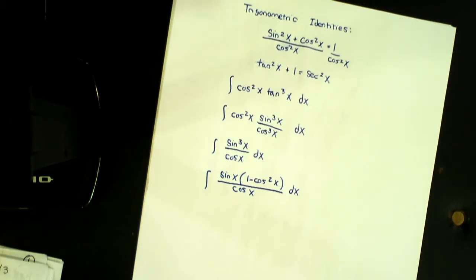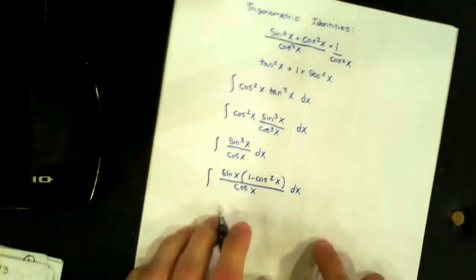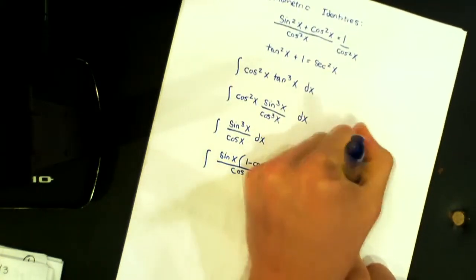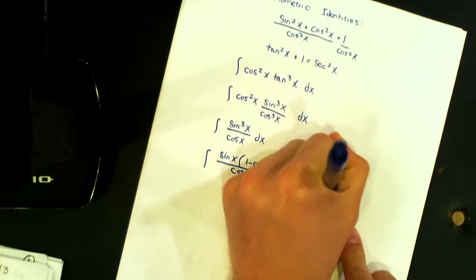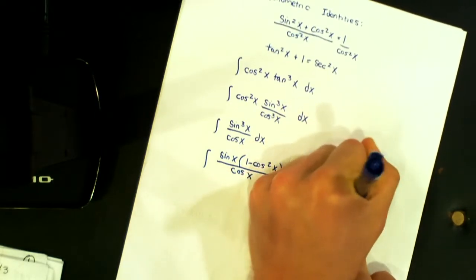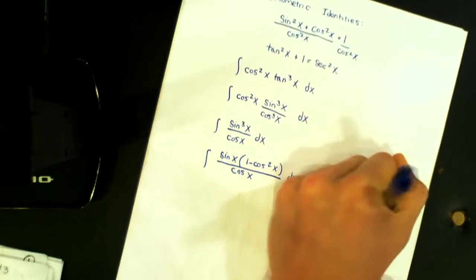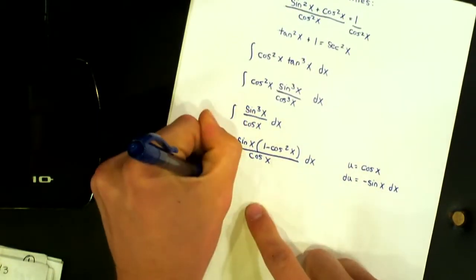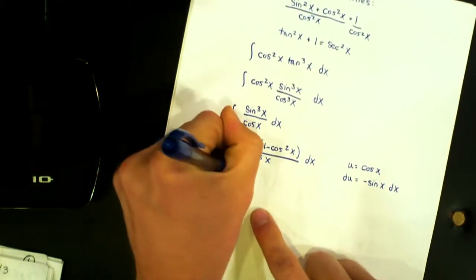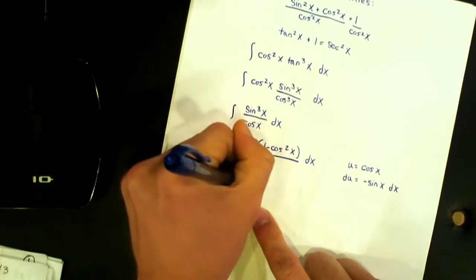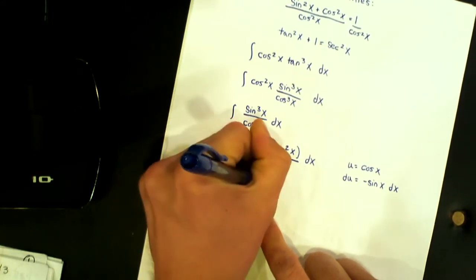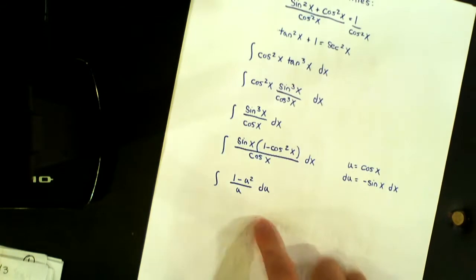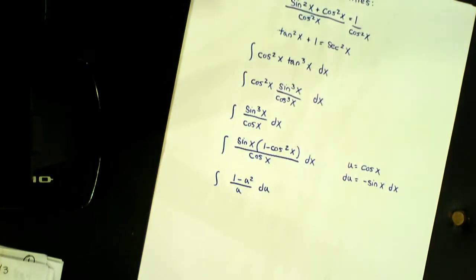Then what do we do after you're doing a substitution? All right, perfect. U sub. Setting u as cosine x, du as negative sine x dx. Okay. Plugging in: 1 minus u squared over u du. Is there anything I'm forgetting? All right, perfect.